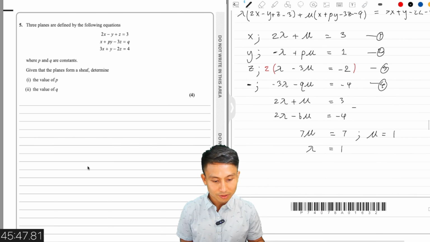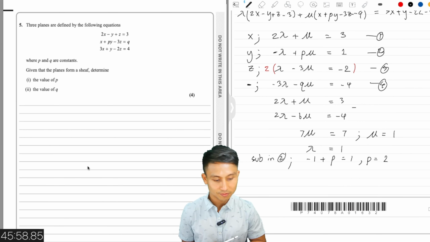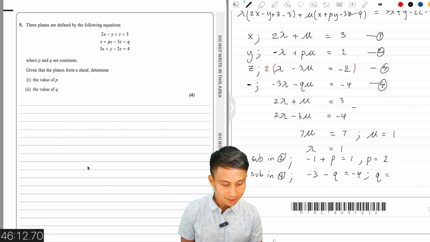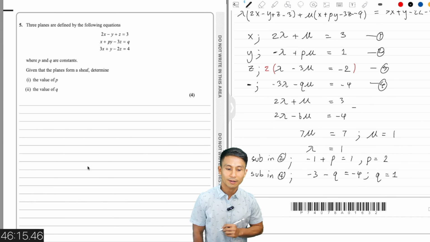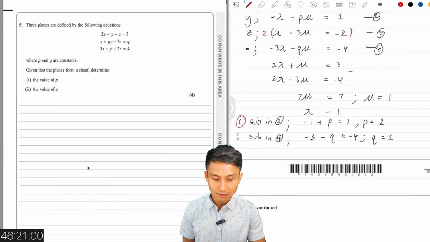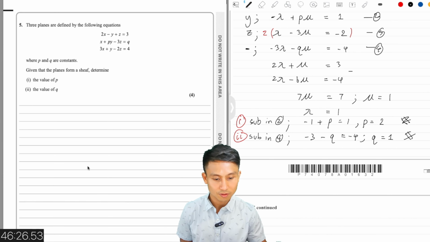If we get mu and lambda to be 1 and 1, then how about we plug in the second equation? Yeah, so it would be minus 1 plus p equals 1, so that means p equals 2, right? And we also sub in the fourth equation here to get q. That means minus 3, because lambda is 1, minus q, because mu is also 1, equals minus 4. So that means q is 1. Just solving everything there. We already got both of them. So this is part I, this is II for the answer, yeah? P and Q. That's done.